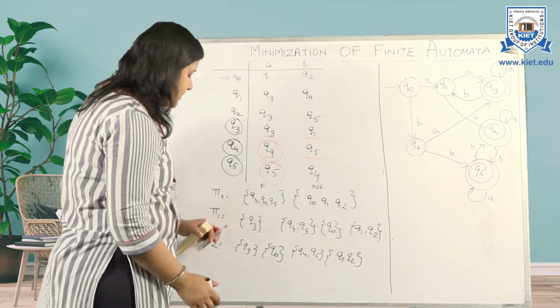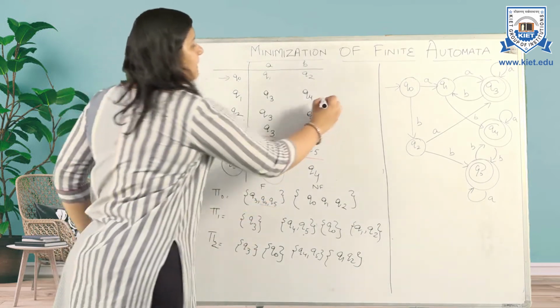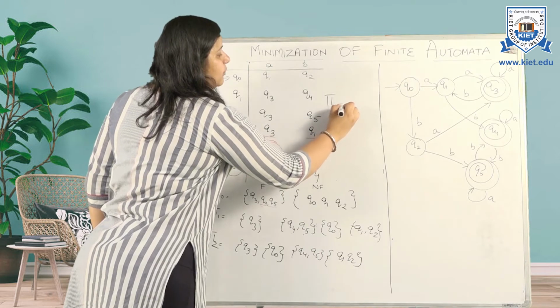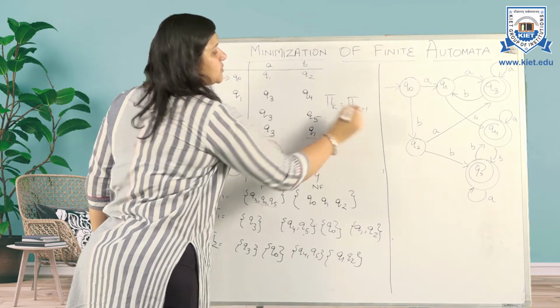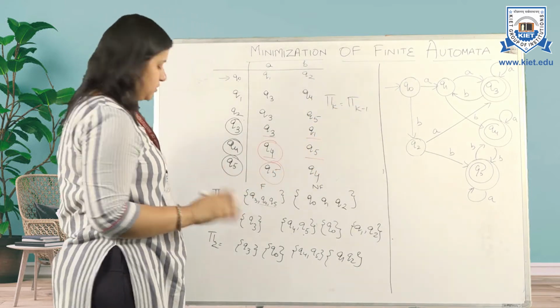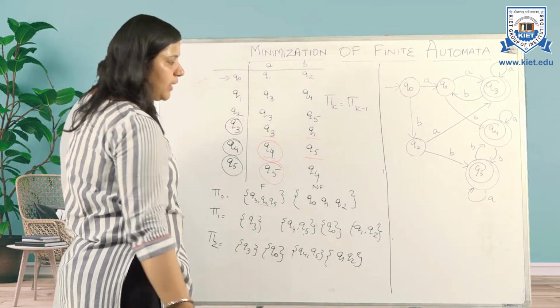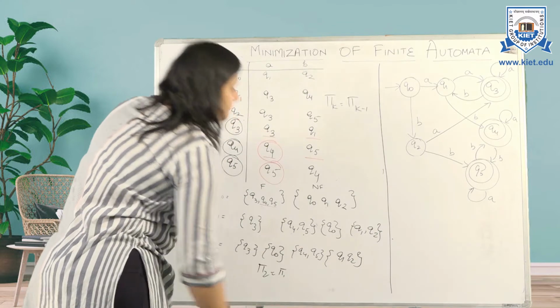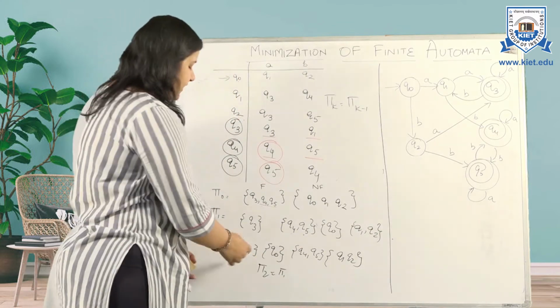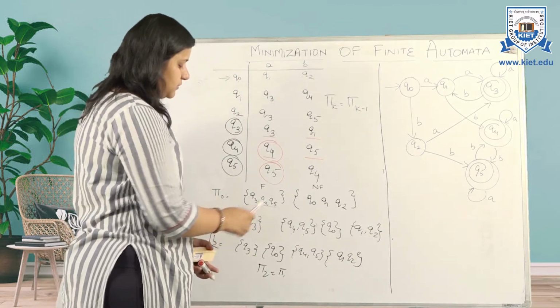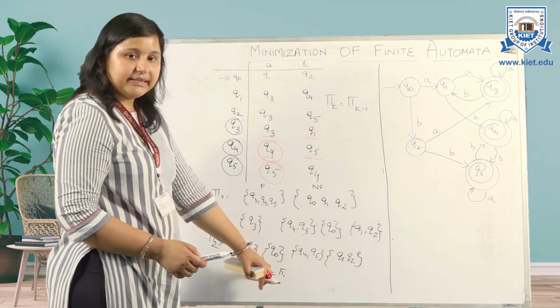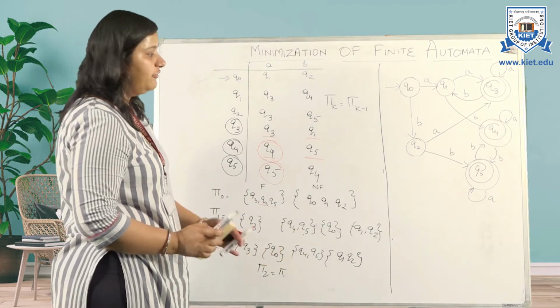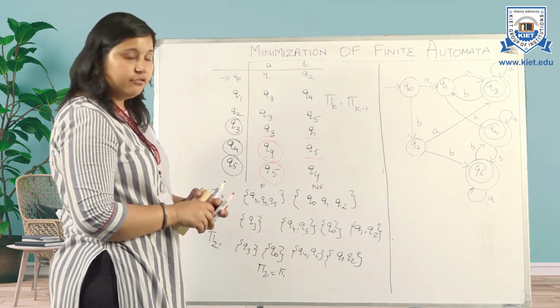When pi k is equivalent to pi k minus 1, we will stop this process of minimization. Here also pi 1 and pi 2 are equivalent. Pi 2 is equivalent to pi 1. So we will stop this process. So the final output is this. We have only 4 states. Out of 5 states we minimized to 4 states.